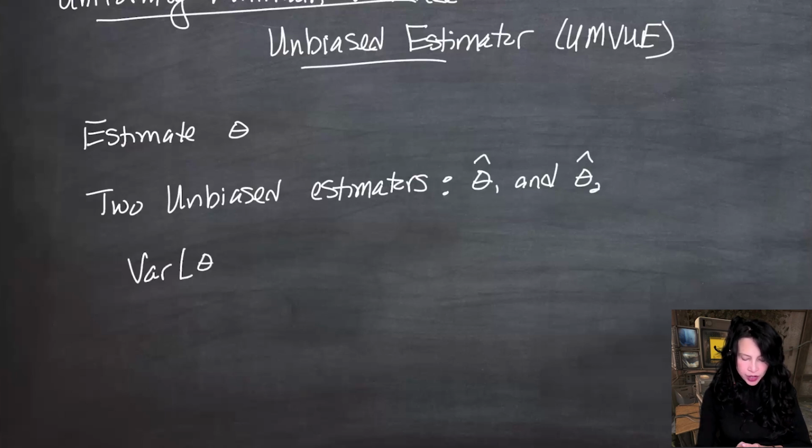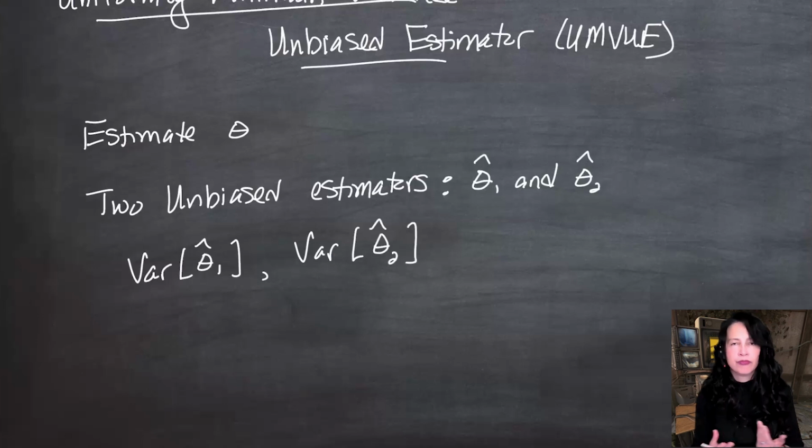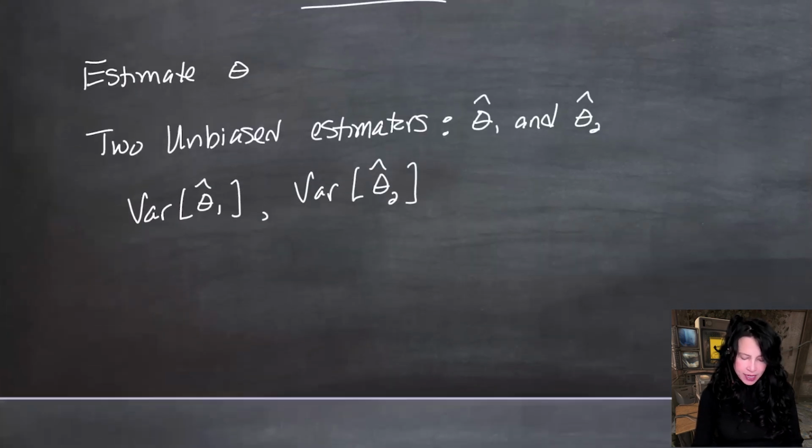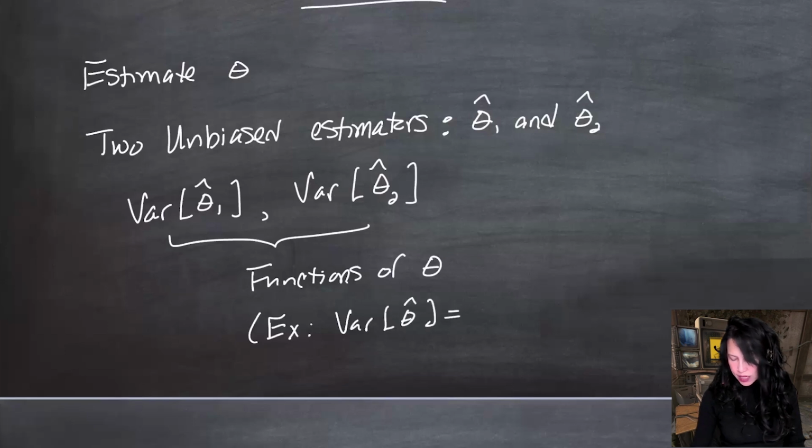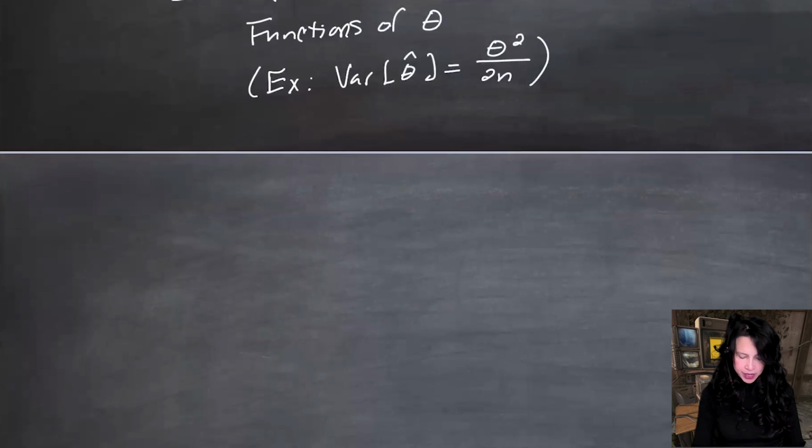When you compute the variance of your estimator, these are almost always a function of theta, unless you did something kind of silly, like saying I estimate it to be 17, no matter what you say and no matter what you see. Unless you do something like that, these are functions of theta. For example, for our last MLE, the variance was theta squared over 2n.